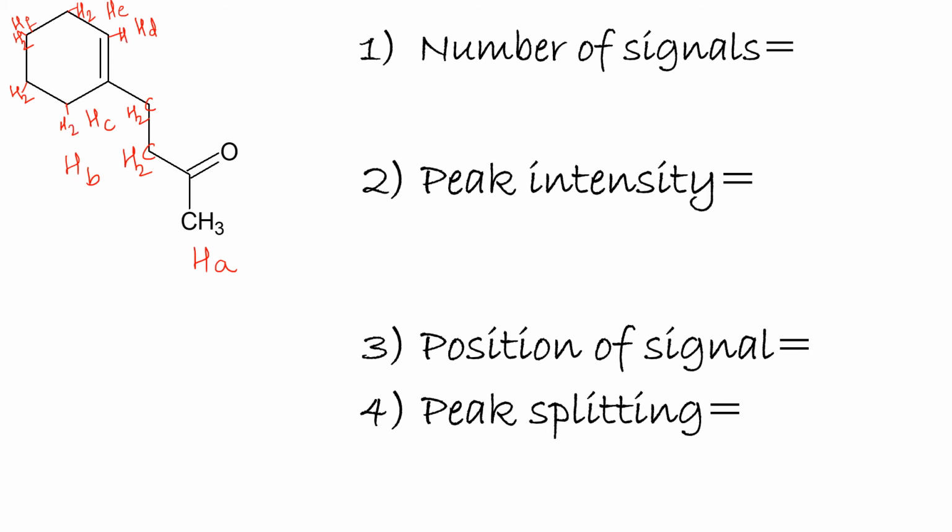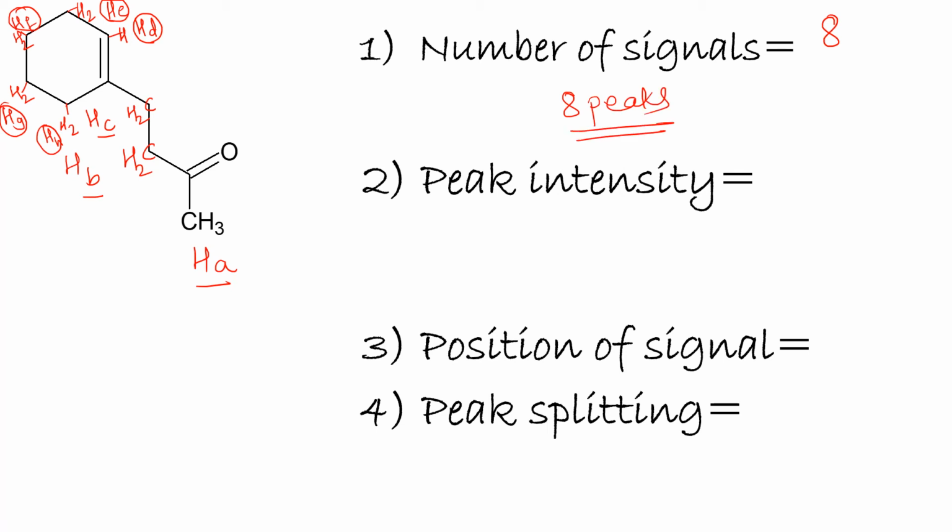Here it is a single hydrogen. So HD is the name for this, HE for this, HF, G, and H. So I have 1, 2, 3, 4, 5, 6, 7, 8. I will get 8 signals, that is 8 peaks, in the NMR spectrum of this particular structure.